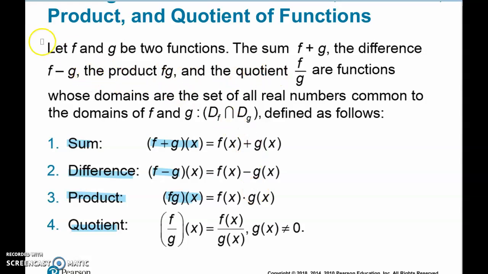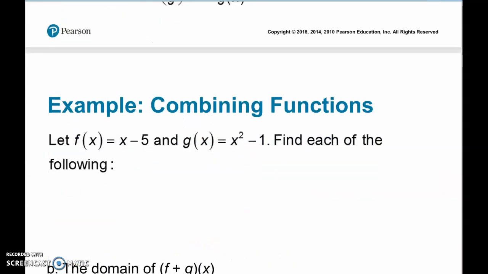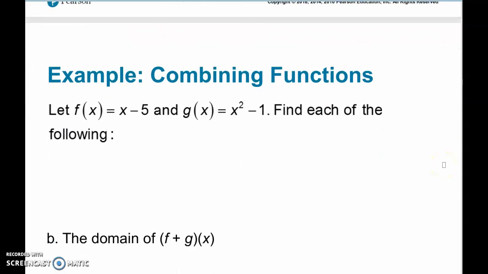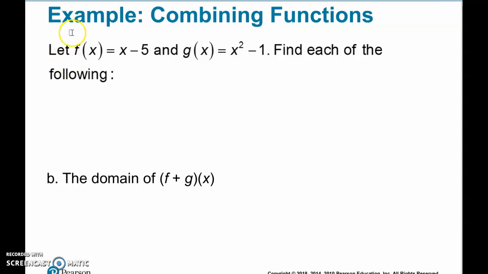Now, it says here that the domain is the set of all real numbers common to the domains of f and g. It's the intersection. The domain is the intersection of the domain of f and the domain of g. So let's take a look at some examples of these. So we have one right here where it says here's f of x, here's g of x, and then it says find each of the following.